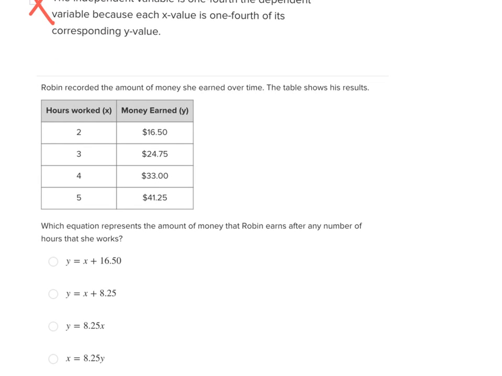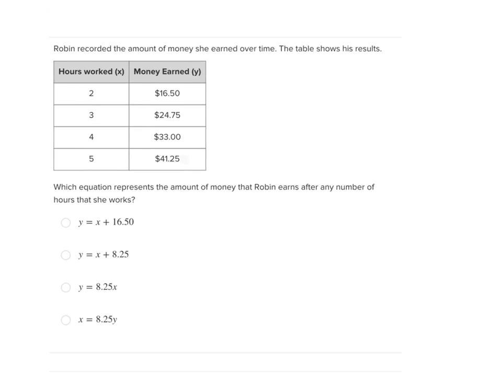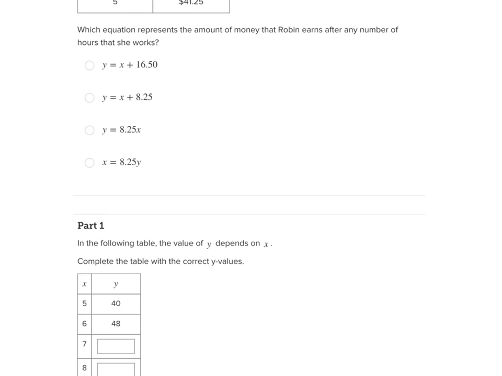Robin recorded the amount of money she earned over time. The table shows the results, his results. Okay, so Robin's a boy. It could be either male or female, that name, but in this case, Robin is like Batman and Robin. It's a boy. So we need to know which equation represents the amount of money that Robin earns after any number of hours that she works.